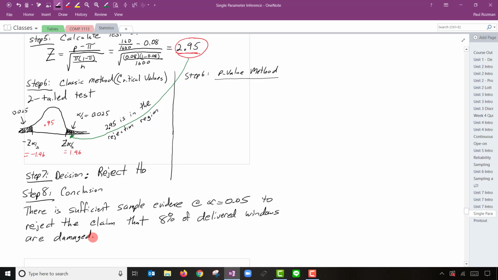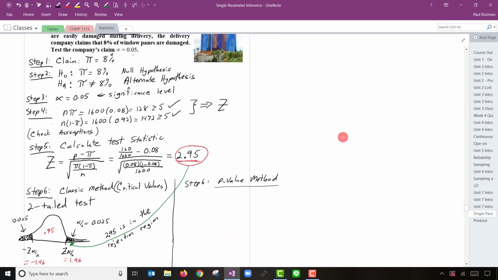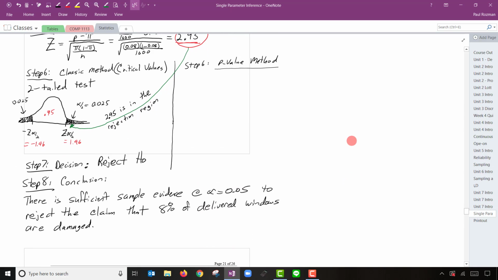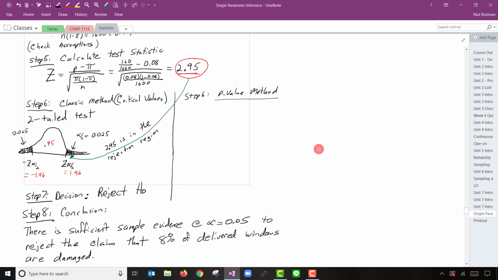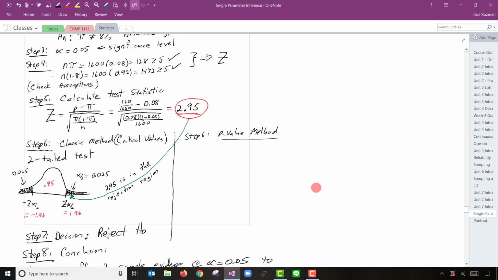So in step 8, we finally put things back together. We know we've rejected the null hypothesis in step 7. Let's go back to the beginning and see what that means. If we've rejected the null hypothesis, we have rejected the claim because the claim was the null hypothesis. And we get to word this fairly strongly. There's sufficient evidence to reject the claim. And the reason this is worded fairly strongly is we know the probability of our error.